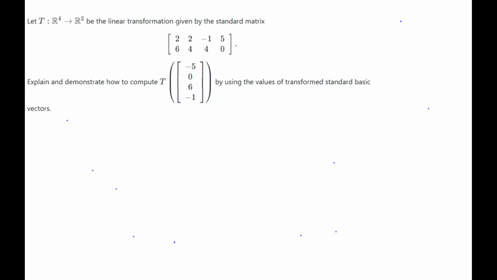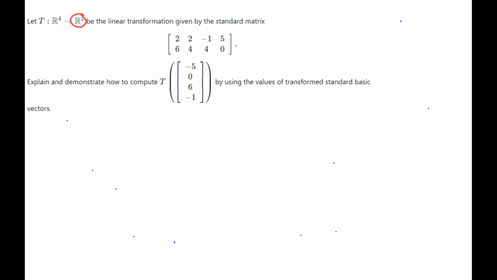All right, so the second skill TBIL wants to test here is this ability to use that standard matrix to actually find the image of a vector. So in this case, we have a vector out of R4. We know from what they've told us that our image is going to be in R2, and we have multiple ways to do that. Now, first we'll start with the way that TBIL was hoping for.